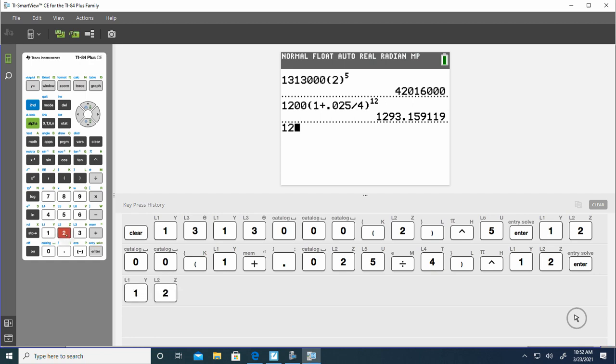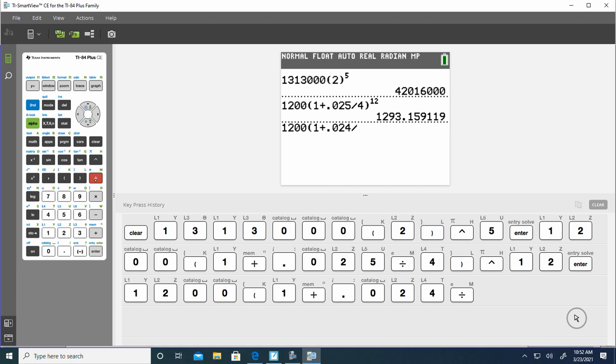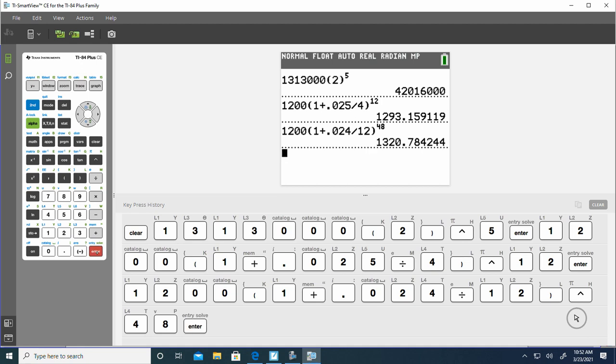My second one, 1,200 times (1 plus 0.024 divided by 12), and then this must be a huge number because it's raised to the 48th power. Well, yeah, it's a little bit more. So if it was compounded monthly, even though the percentage rate is a little bit lower, it got us a little bit more money: $1,320.78 rounded to the nearest penny.